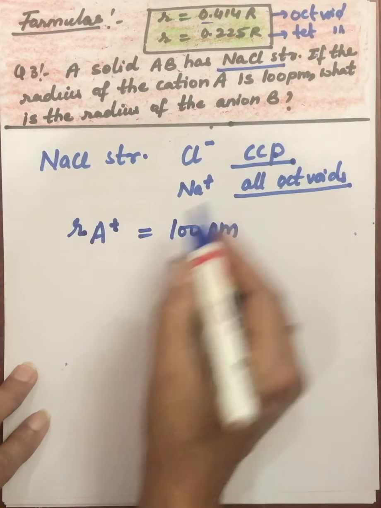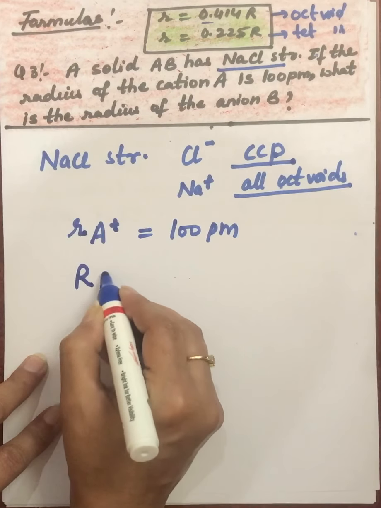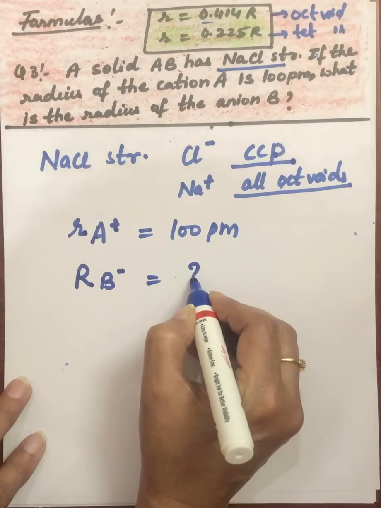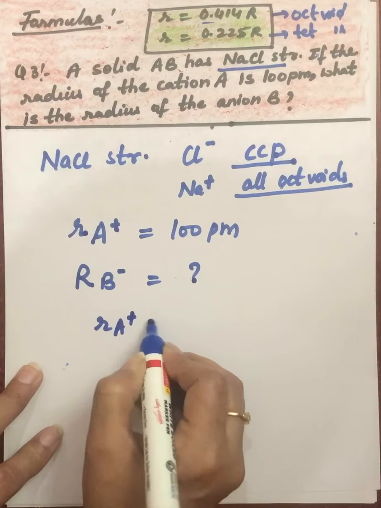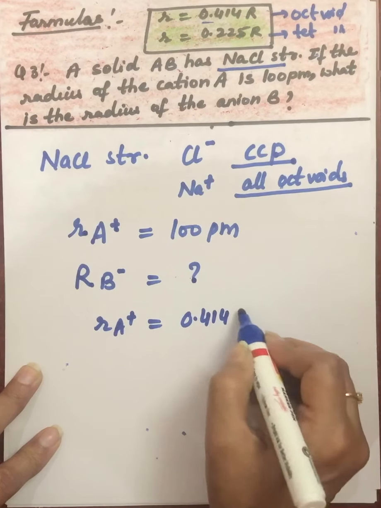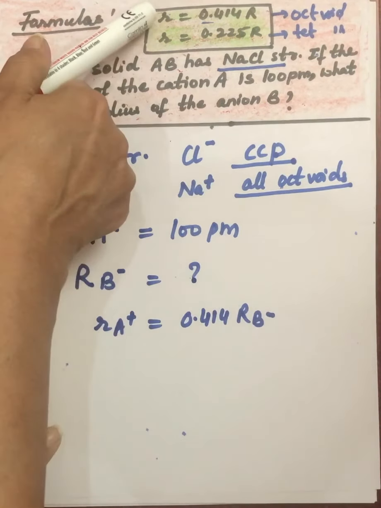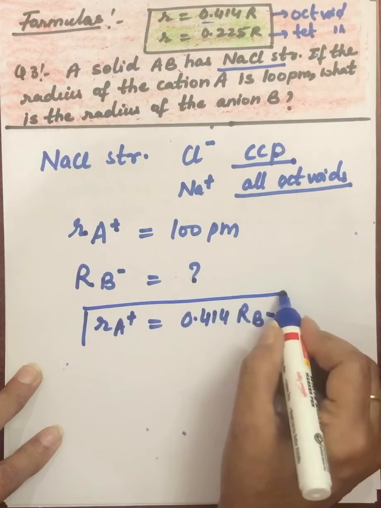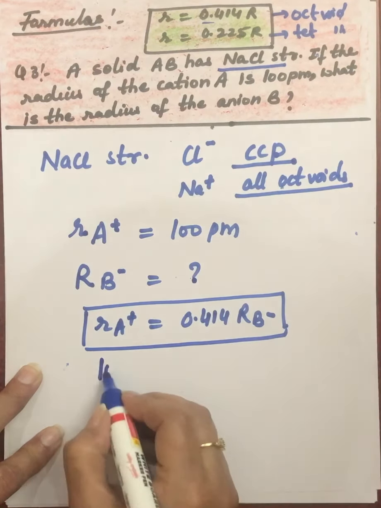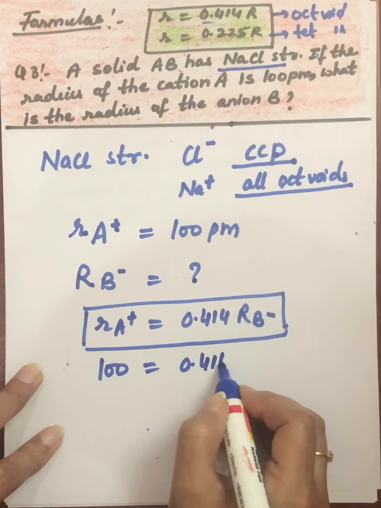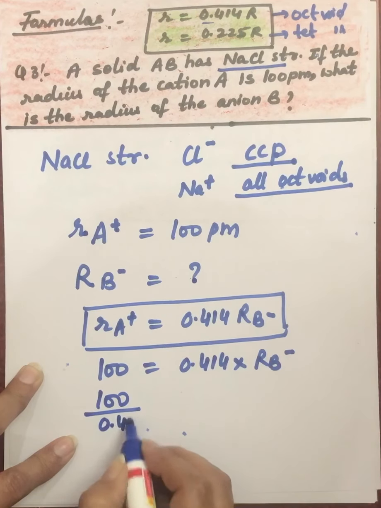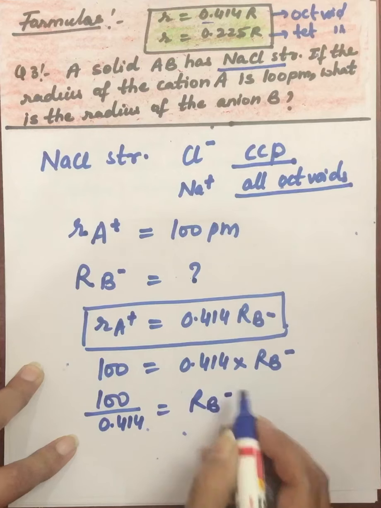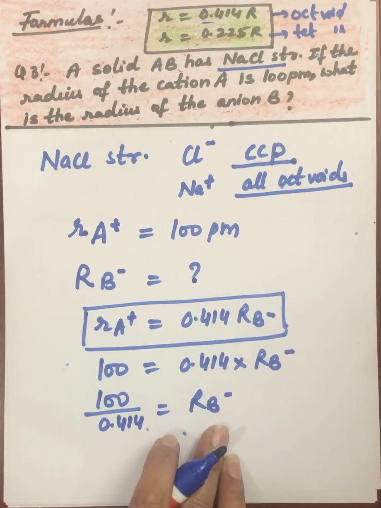What is the radius of the anion? The anion is present in the close-packed arrangement, so we use capital R for it. Since it has the NaCl structure, we use the formula r equal to 0.414 capital R, which is for the octahedral void. This formula we will use. This size we know is 100 picometer and this one we have to calculate. So 100 will be divided by 0.414. After solving, we will get the size of the anion which is present in the close-packed arrangement.